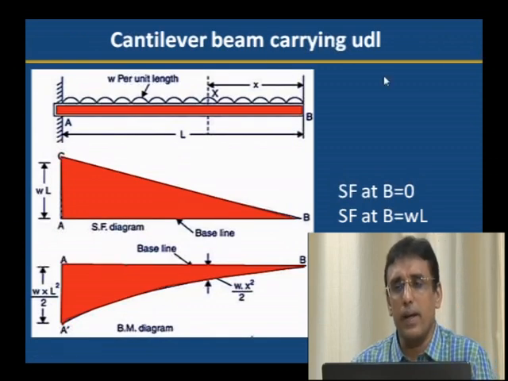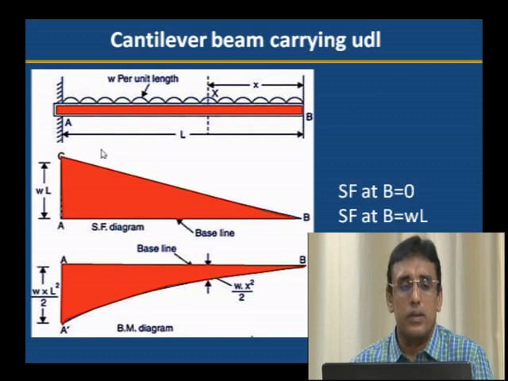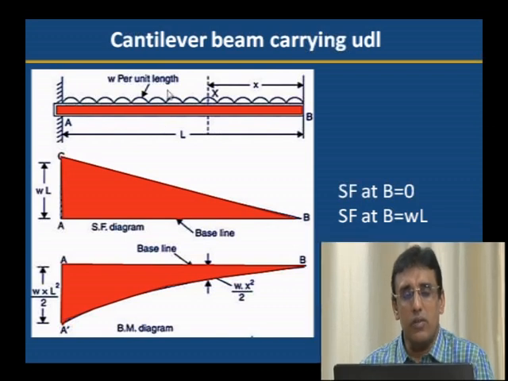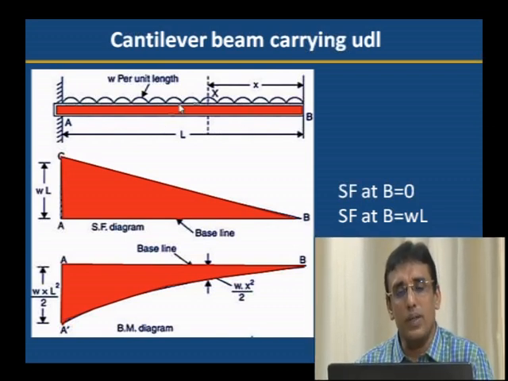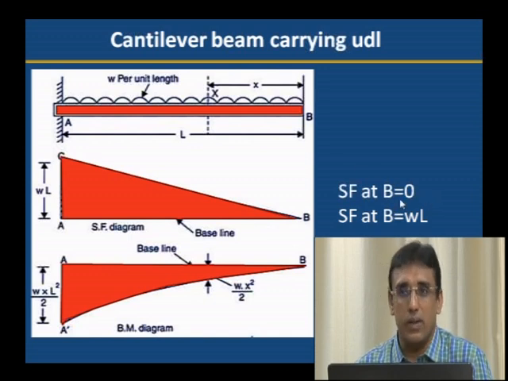Next, cantilever beam carrying a uniformly distributed load. To calculate the shear force and bending moment for a uniformly distributed load, we can convert it to a point load, or when calculating, multiply the length by the load. Shear force at B: no load is acting, therefore shear force at B is equal to 0. Shear force at A: w is the load per meter and the distance is L, so the total load from A to B is wL. Shear force at A is wL.